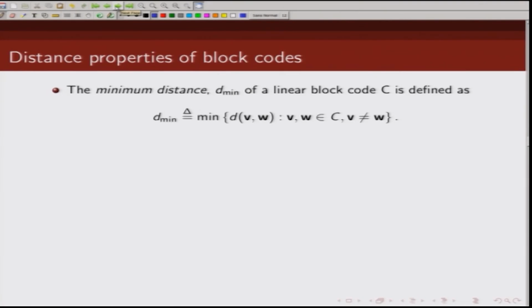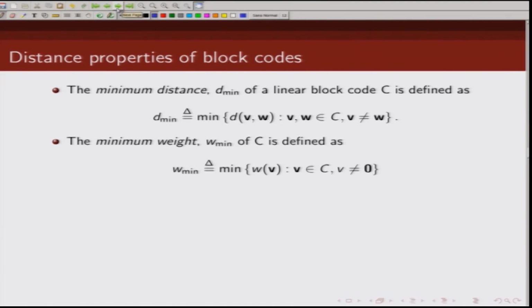Now, let us define what we mean by minimum distance of a linear block code. We define the minimum distance of a linear block code in this fashion. It is the minimum Hamming distance between any two code words. So, we define the minimum distance of a linear block code C as the minimum Hamming distance between v and w, where v and w are code words and v is obviously not equal to w. Now, this can be written as, we will come to that.